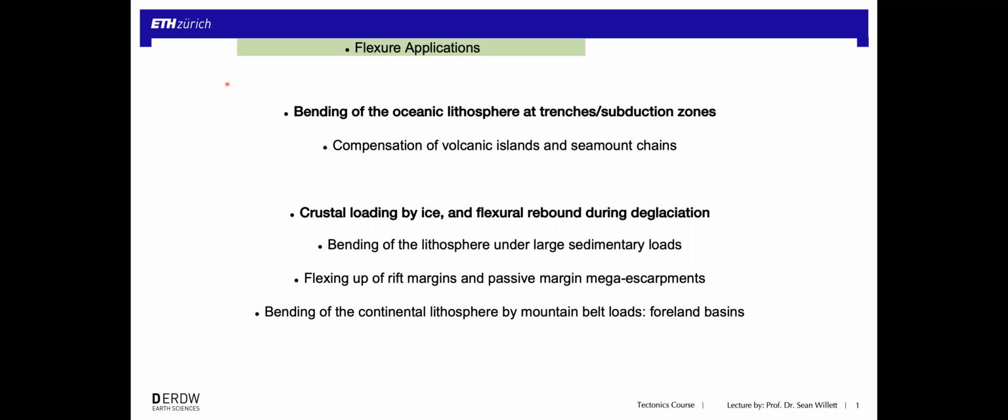So last time I looked a bit at this first topic, the bending of the oceanic lithosphere at trenches and subduction zones, and also at the compensation of volcanic islands and seamounts. In this lecture now, I'm going to go through a bit about crustal loading by ice and also flexural rebound during deglaciation, bending of the lithosphere under sedimentary loads, and flexing up of rift margins and passive margin escarpments. And finally, we'll have a look at the bending of the continental lithosphere by mountain belt loads, which is responsible for the formation of foreland basins.